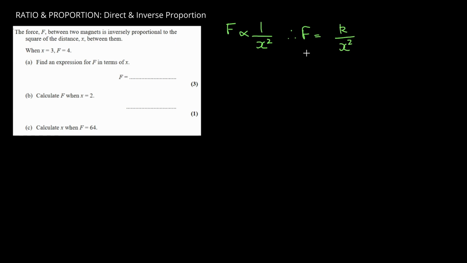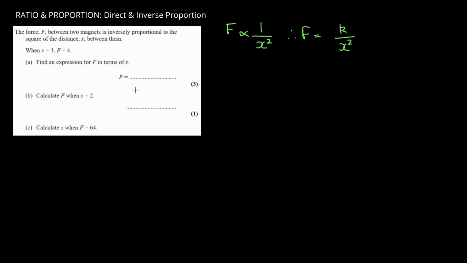You can think of k as the relationship of how linked F is to the curve of 1 over x squared. Is it hugely linked? Is it exactly linked, where k would be 1? Or is it loosely linked, where k would be below 1?